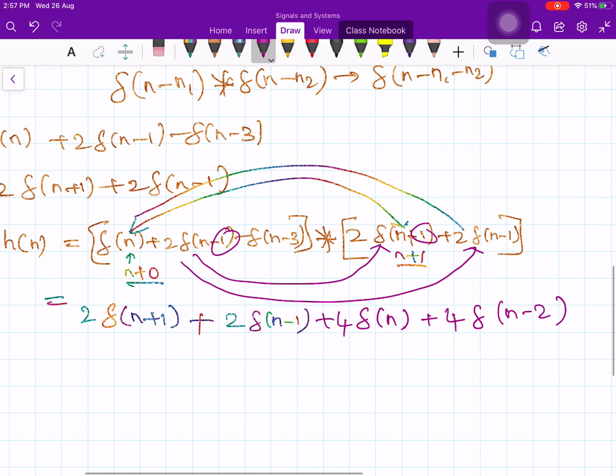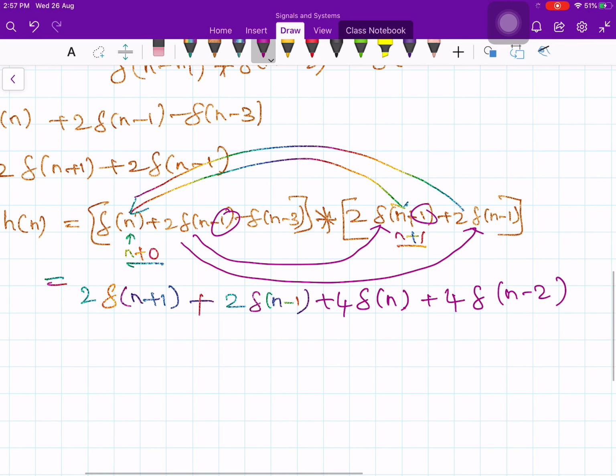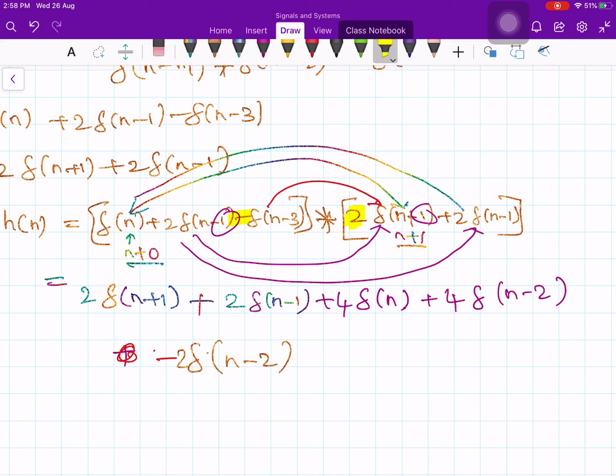Now take the third term. This third term is convolving with the first term in the second part. So there is a minus symbol, you put a minus, this minus symbol. So minus of delta, here minus 3, there plus 1, so del of n minus 2. So 2 is there, that 2 is this 2, and that 2 is here.